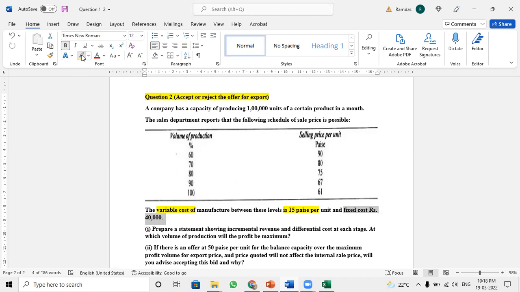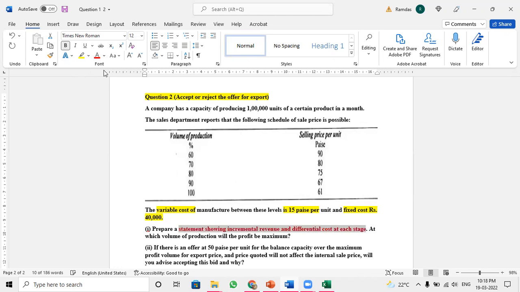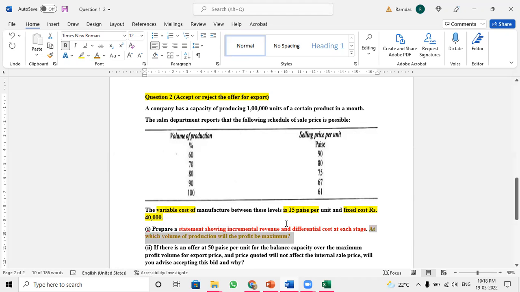The fixed cost given is 40,000 rupees. With this information, you are supposed to prepare a statement showing the incremental revenue and differential cost at each stage. At which volume of production will the profit be maximum? So once you calculate the incremental revenue and the differential cost, you are supposed to choose the volume of production where it is going to be profitable.